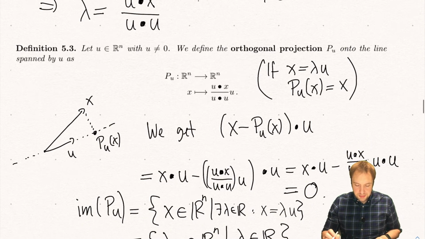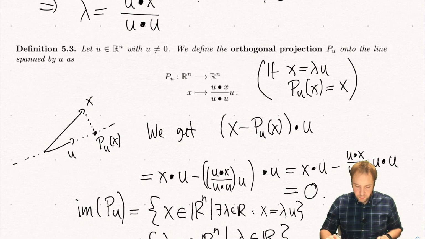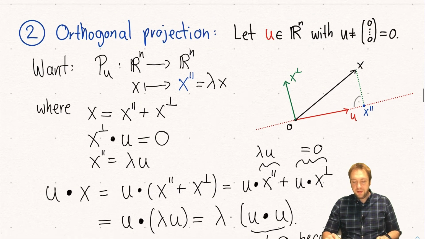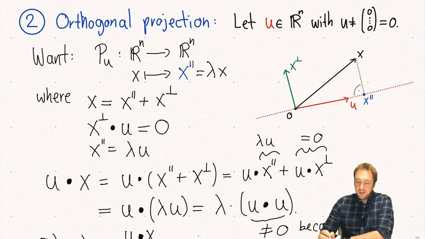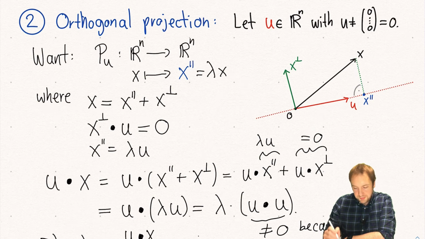But now, is this a linear map? Well, we can again check either that these two conditions are satisfied, but from the geometric interpretation, this we can check.